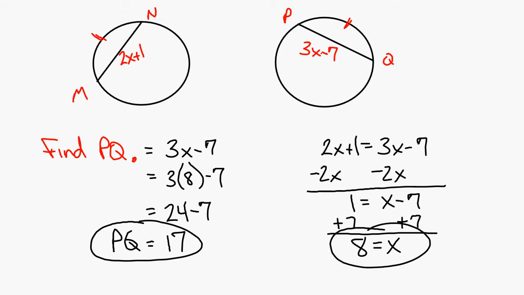Look at the example just below that, the guided practice. Now you've got one circle, and in that one circle you've got 2 chords. And the corresponding arcs are congruent to each other. So this arc is congruent to this arc. You're told that chord RS is 5x minus 9, and chord TV is 2x plus 3, and you're asked to find RS.